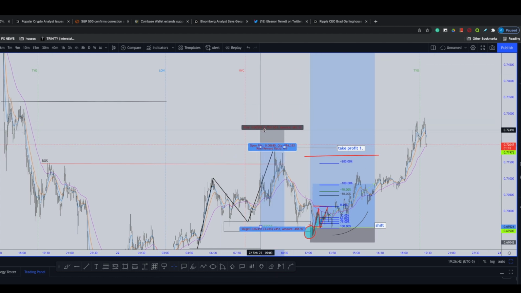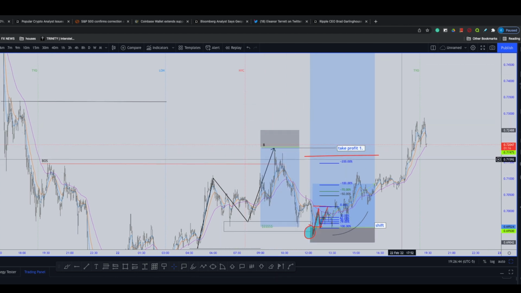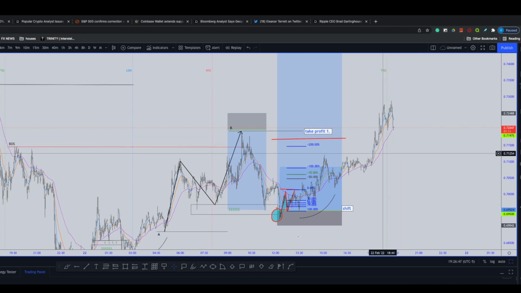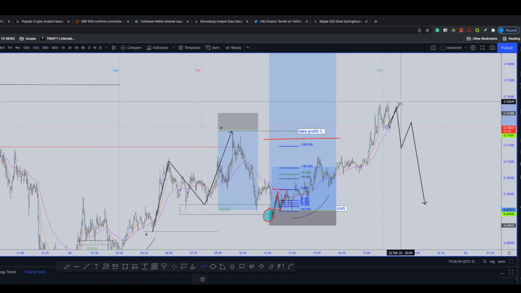So the market is going to make a decision now. It's going to decide whether to reverse, or it's going to make a decision whether to go higher.